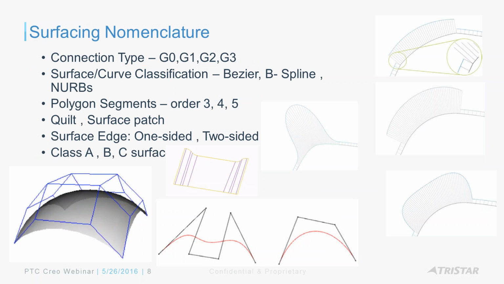Really quickly, before we talk about the different paradigms, the nomenclature, right? This is something that you may have heard quite a lot when there might be a surfacing guru or an expert in your company, or maybe you might be a new user in surfacing, but you always hear these connection types like G0, G1, G2, G3, the type of surface, right? How is it classified? Is it a Bezier or a B-spline or a NURBS? What type of polygon controls that surface? That would determine, is it a third order, a fourth order, or a fifth order surface, right?